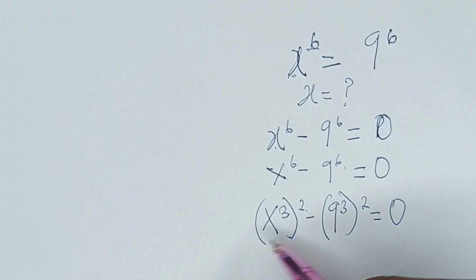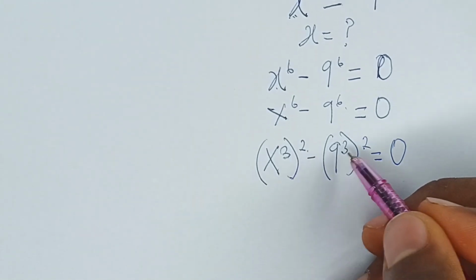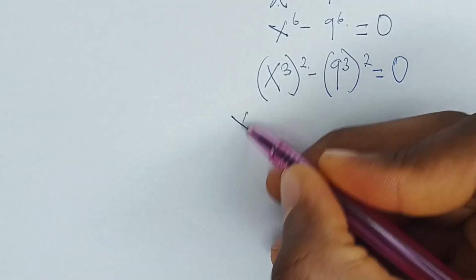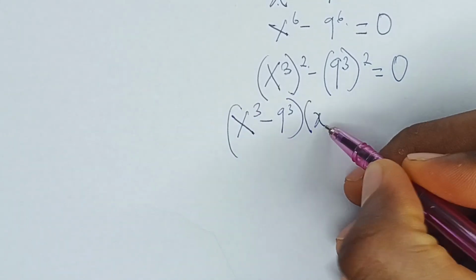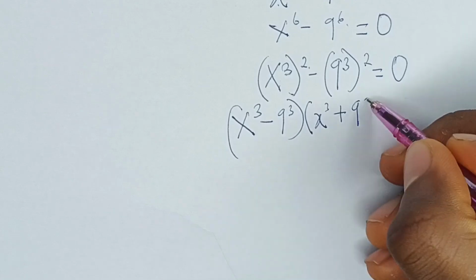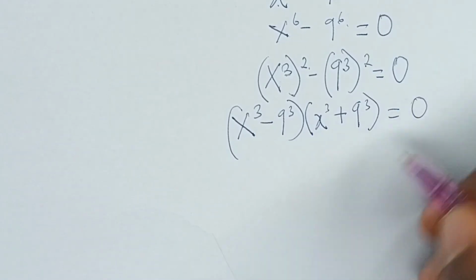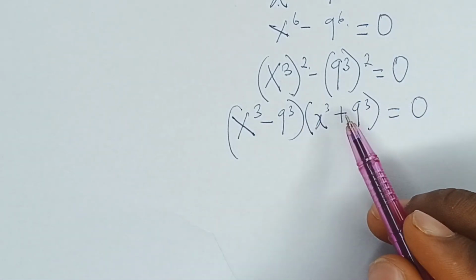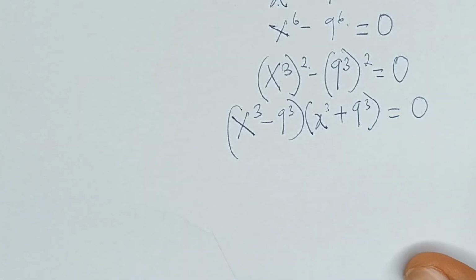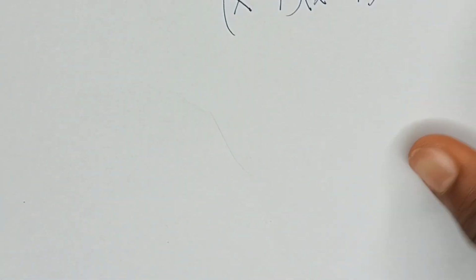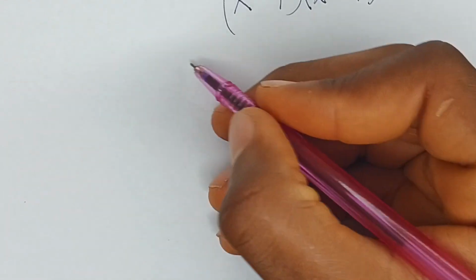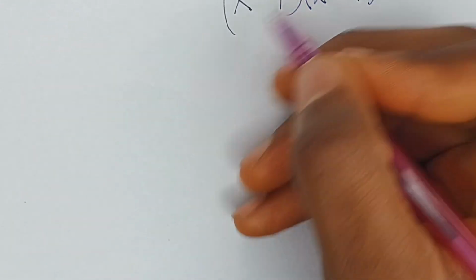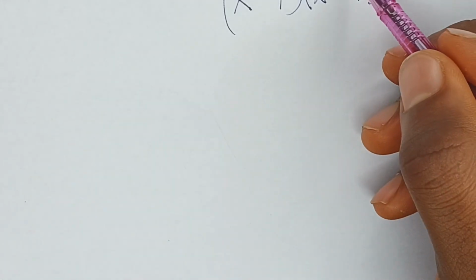From here, you can now say that this is a difference of two squares. So this will become x raised to the power 3 minus 9 raised to the power 3, multiplied by x raised to the power 3 plus 9 raised to the power 3, is equal to 0. This hasn't changed anything. Moving on from here, x raised to the power 3 minus 9 raised to the power 3 follows the law of difference of two cubes, and x raised to the power 3 plus 9 raised to the power 3 follows the law of sum of two cubes.